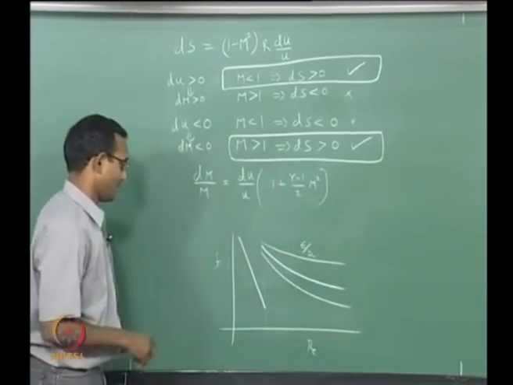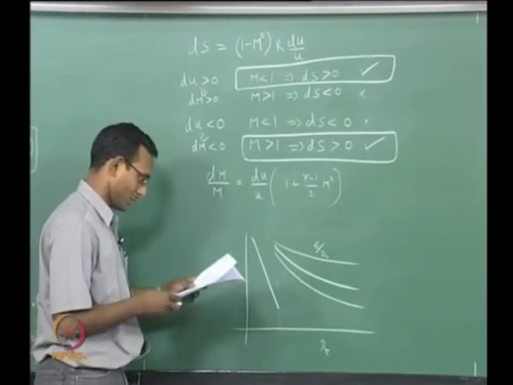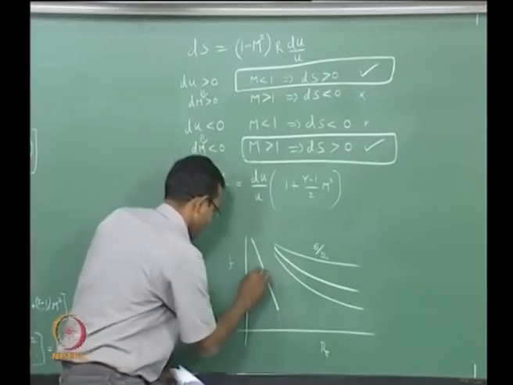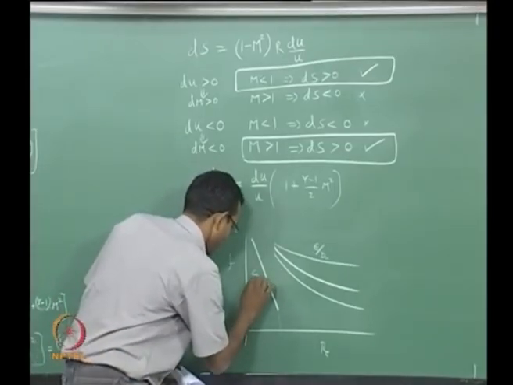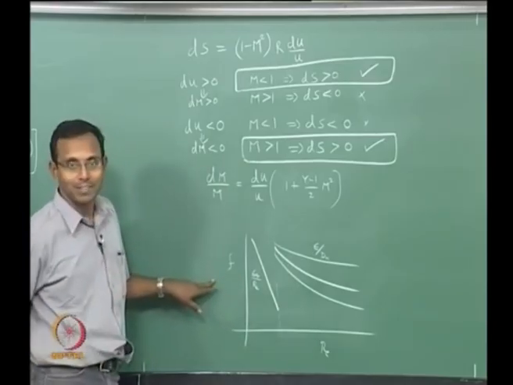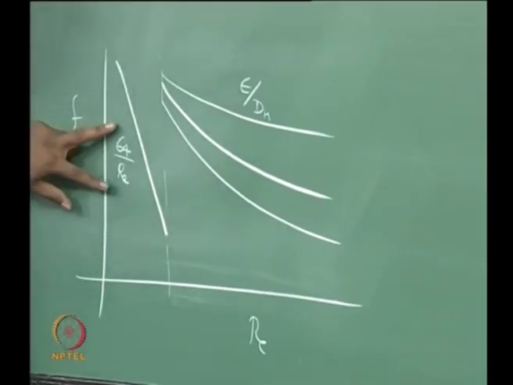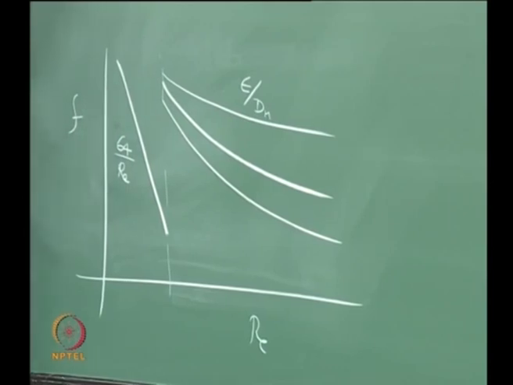I am just drawing qualitatively, this is a log plot, both are log axes, and this particular curve is 64 by Re. If I write it as 64 by Re, I am thinking about the Darcy friction factor. There are some books which will give you 16 by Re, they are talking about the Fanning friction factor defined the aerodynamics way, that is what it will be. So depending on which book you are talking about, it will change slightly, just get used to this.